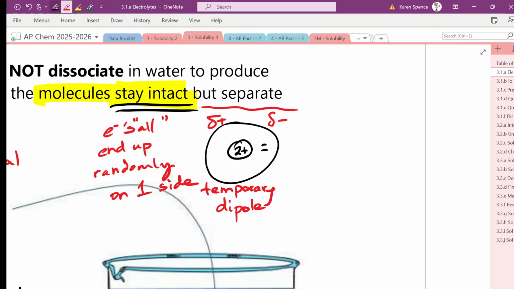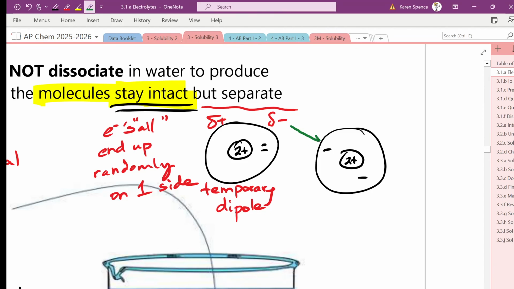What happens is that a neighboring molecule or atom, we have an electron randomly here and an electron randomly here. What does this temporary dipole do to the electrons in the neighboring atom? It repels them. Okay, so we get repulsion.